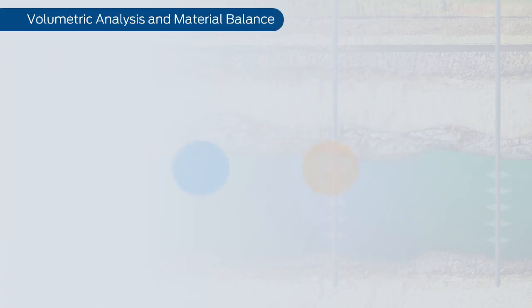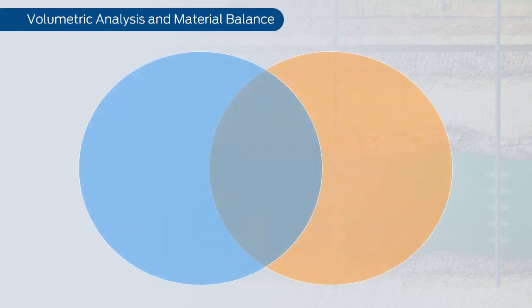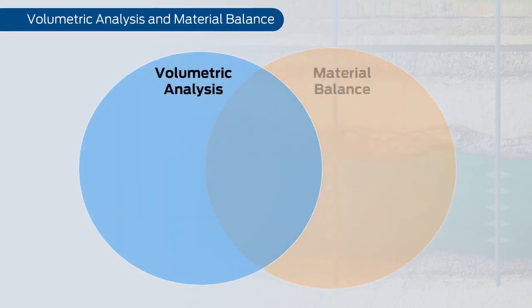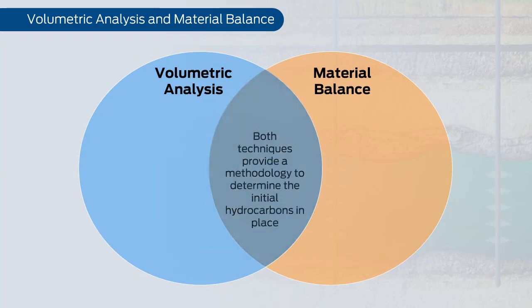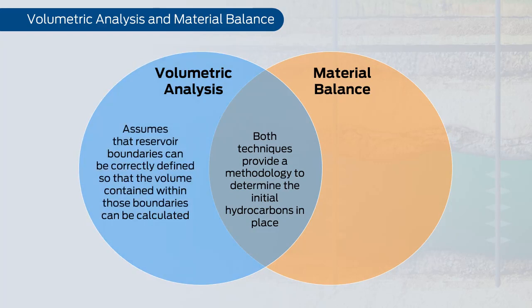There are two important techniques used to calculate the initial hydrocarbons in place: volumetric analysis and material balance technique. Although both techniques calculate the hydrocarbons in place, the approach used in both these methods is fundamentally different. In volumetric analysis, it is assumed that the reservoir boundaries can be correctly predicted and defined, so that the volume which is contained within the boundaries can be estimated. In many instances, determination of these boundaries can be quite difficult.